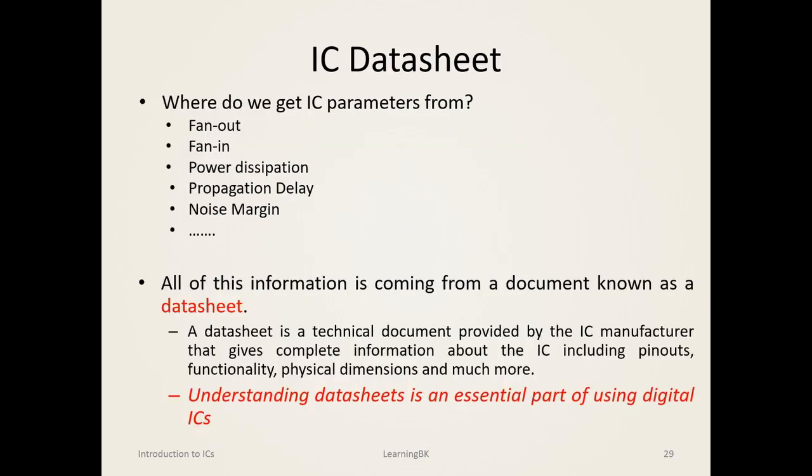There are different parameters of an IC, but where do we get this information from? Manufacturers provide a technical document for this purpose, which is known as a datasheet. A datasheet contains lots of information about an IC, like its functioning, its pin layout, connection diagrams, and physical appearance. Understanding the datasheet is an essential step in using digital ICs.